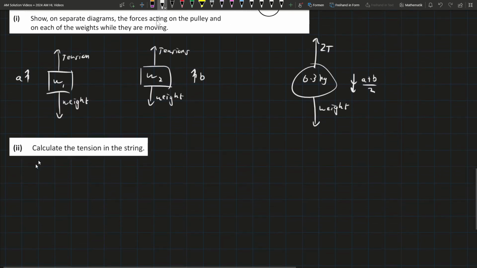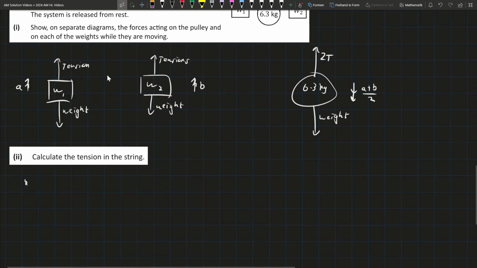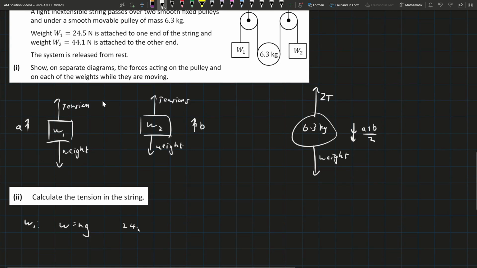So now we can do F equals ma on both. But before we do that, to use F equals ma, we need to know the mass. We don't know the mass of this, but we do know the weight. So for W1, we know that weight's given by mg. So we can figure out what the mass is. If we have 24.5 equals mg, which means that the mass will be 24.5 over g, which is 9.8. And if you put that into your calculator, 24.5 over 9.8 is 2.5 kg.